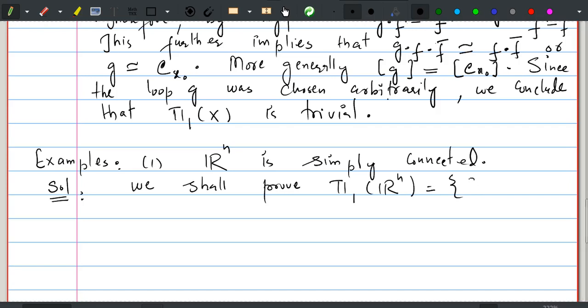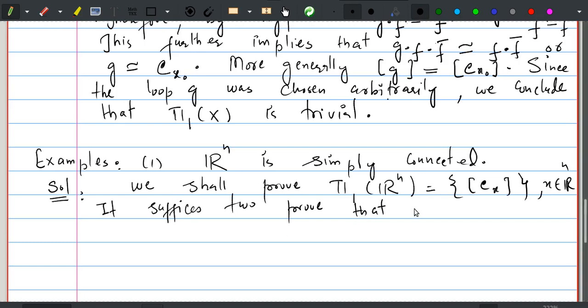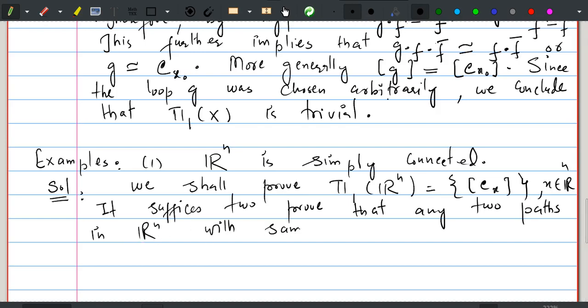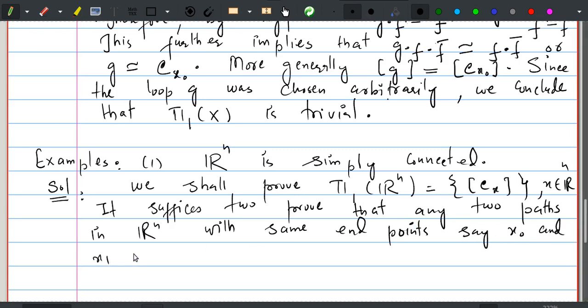So this is, suppose, the constant homotopy class Cx0 or Cx, where x is in Rn. Now to prove this is trivial, it suffices to prove that any two paths in Rn with the same endpoints, say x0 and x1, are homotopic.